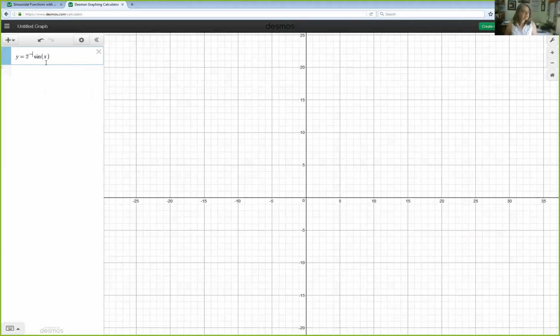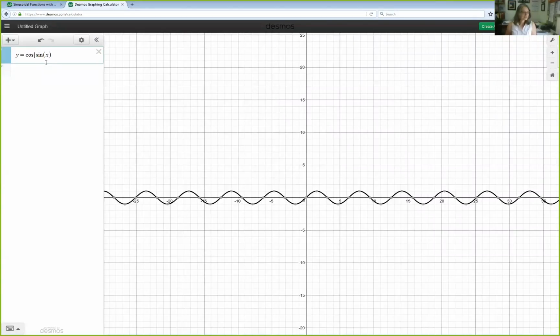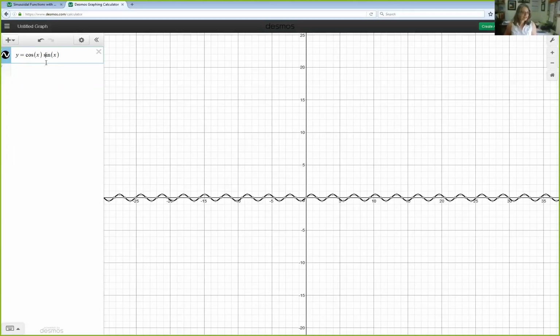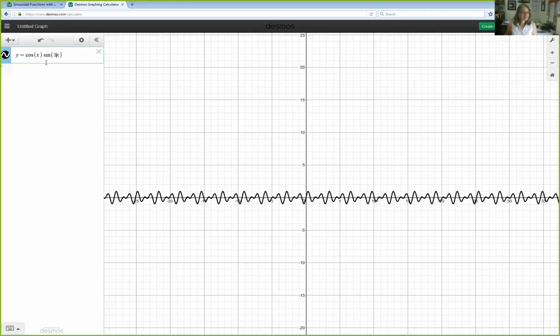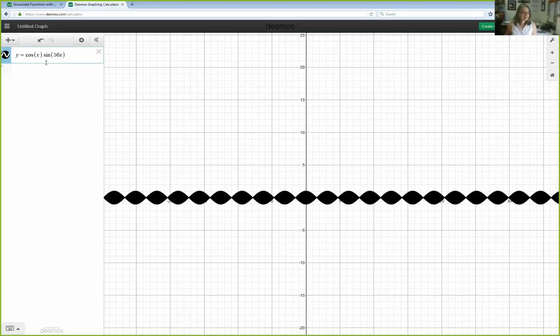So let's look at the product of cosine x and sine x. That's not so exciting, but let's change the period of this one. And look at what we got. We got some interesting things. See? What's happening is the amplitude of the sine function is actually being adjusted by the multiplying cosine function on the outside.